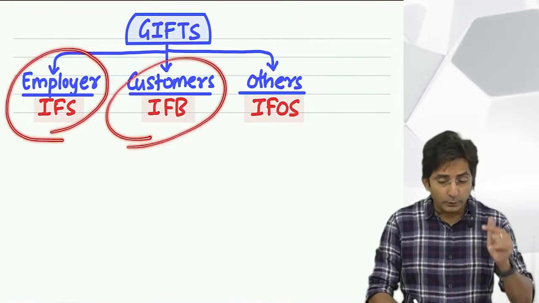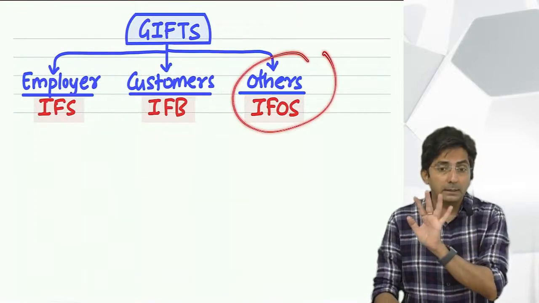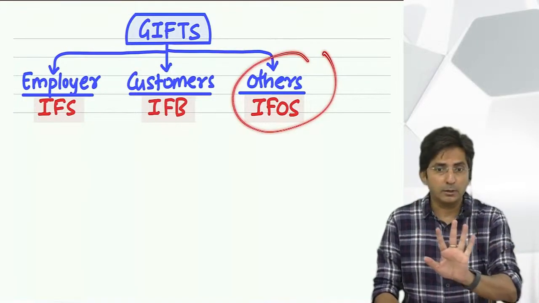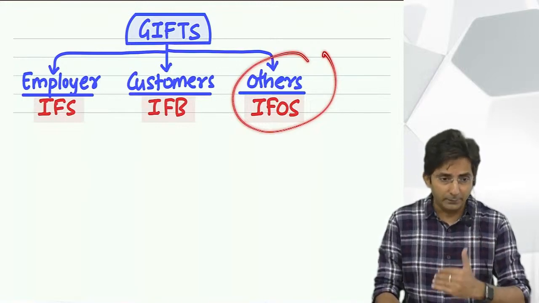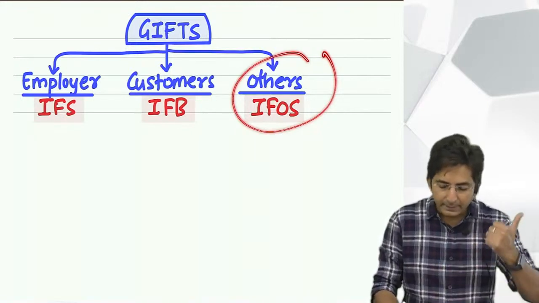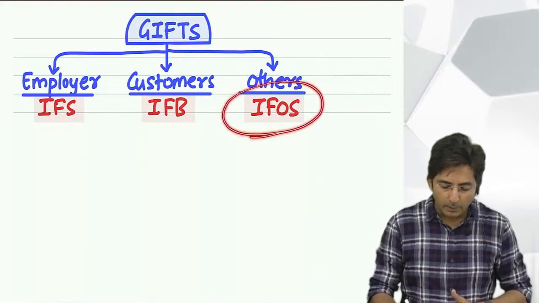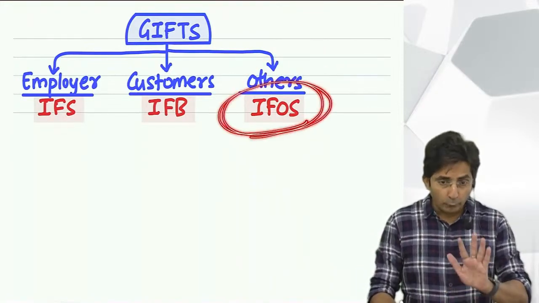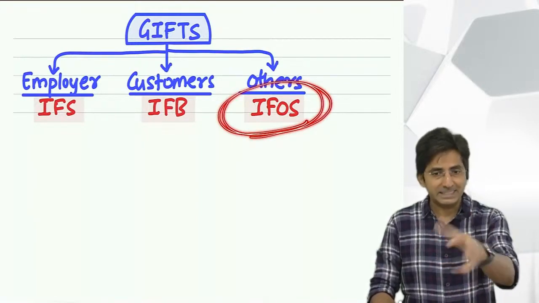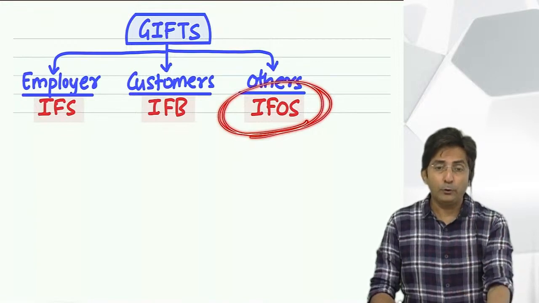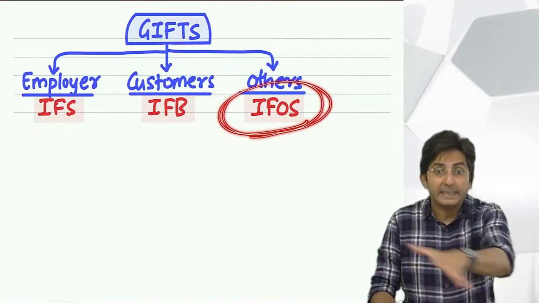But if you receive some other gift, other means what? Other than your boss, other than your customer, like you get a gift from your friends, relatives, etc., then it is income from other sources. And in income from other sources, there is a rule, if you get a gift up to 50,000, it is tax free. But if you get above 50,000, say 51,000, it is fully taxable.